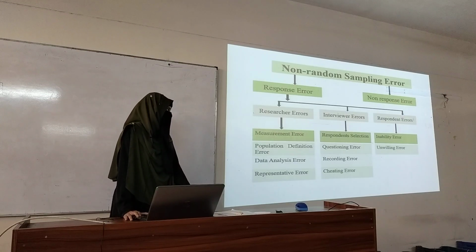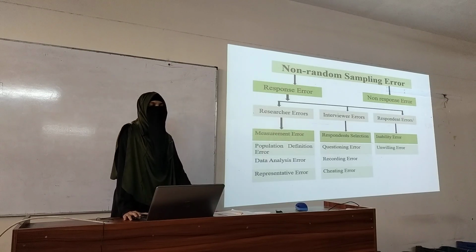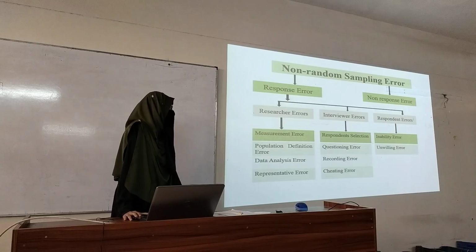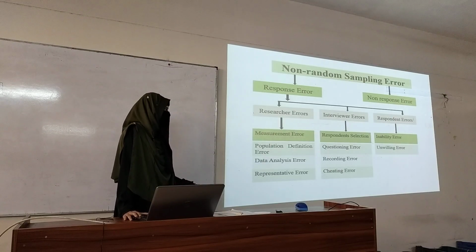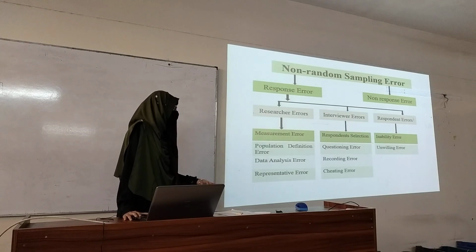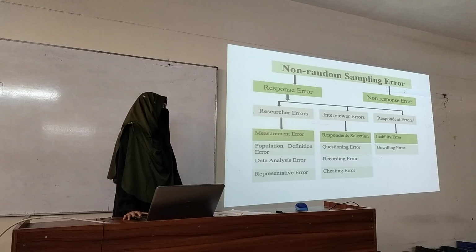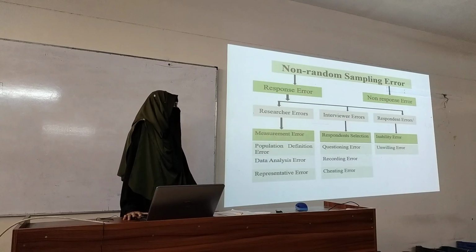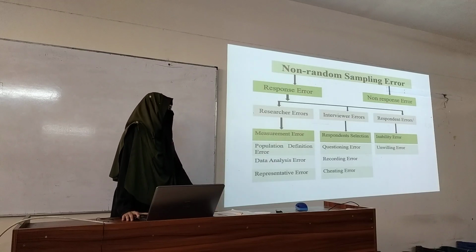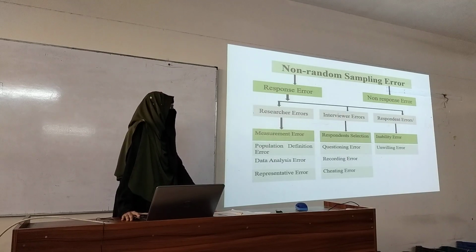Recording errors are bias errors, when the data collected is inaccurate. Inability errors are the errors when the respondents are unable to provide their data, such as on socially sensitive and embarrassing questions.